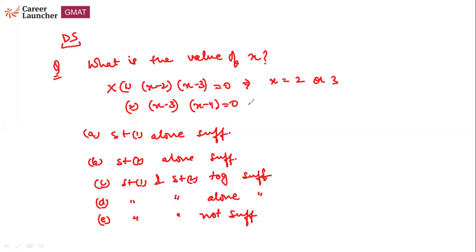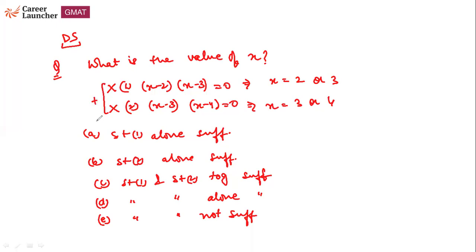Same reasoning, can we say that x is either equal to 3 or 4? Now, what's the definite value for x? It could be 3, it could be 4. That means no definite value from statement 2. That means statement 2 alone is not sufficient. Let's club them.